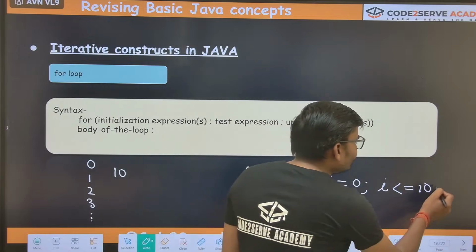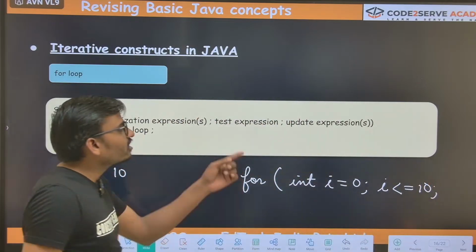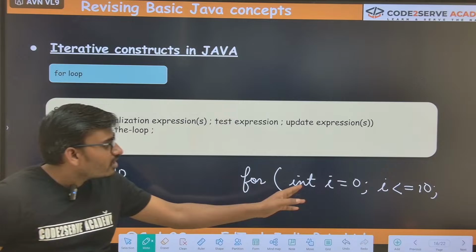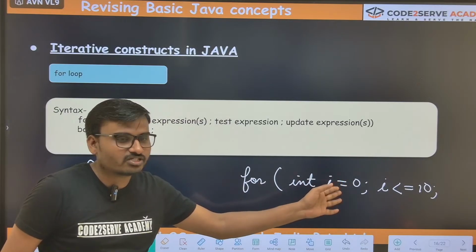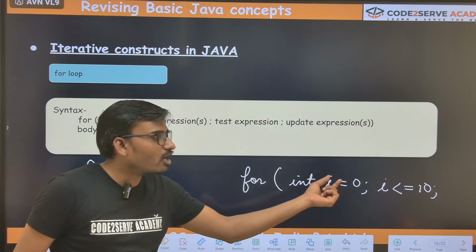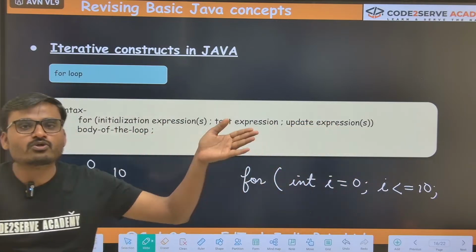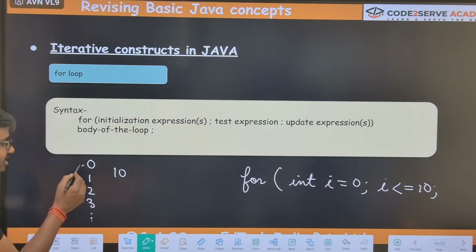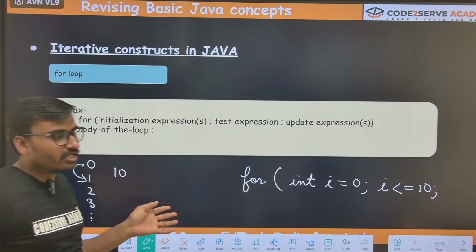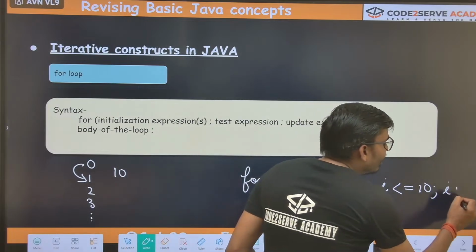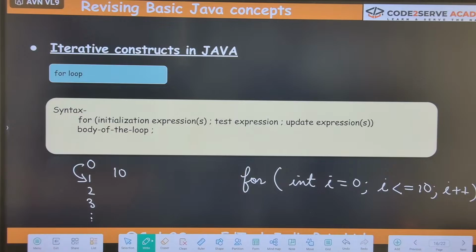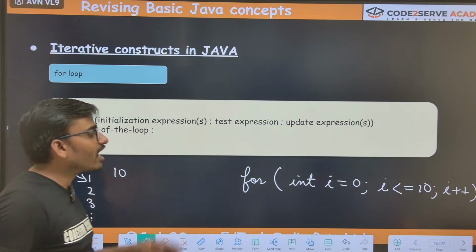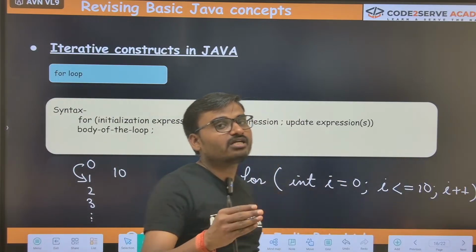All right. Then in the third part, we write the update expression. It means how you are going to update the value you initialized first. First you have written i = 0. Now in the next step, you want to increment it or decrement it. Here we want to increment it, so we will write i++. That means after each step, or after each iteration, the value of i will be incremented by 1.